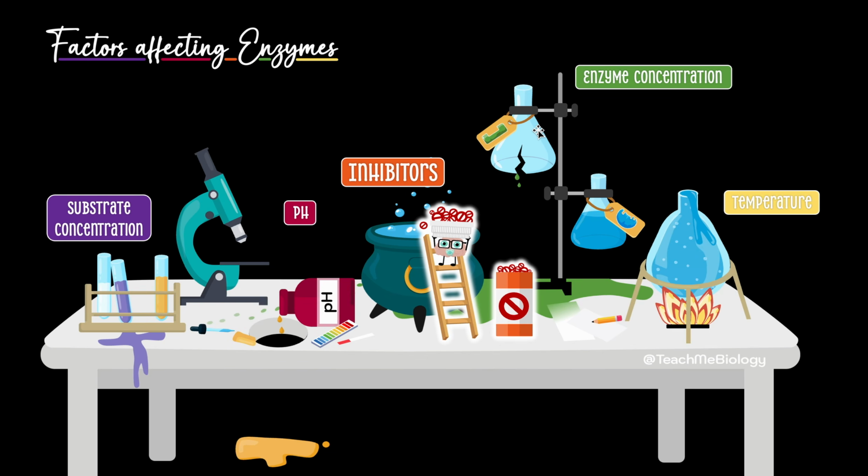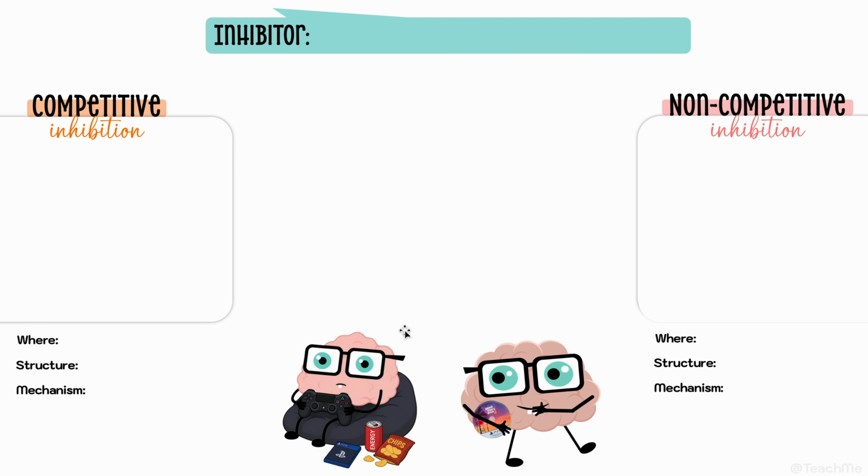The final factor that we're going to talk about is inhibitors. It's kind of like the same idea as how we're trying to play GTA 6, but someone keeps on stealing the CDs away, so we cannot do it. You need to know that an inhibitor is a molecule that binds to an enzyme and decreases its activity. And we're going to learn about two broad categories of inhibitors: competitive inhibitors and non-competitive inhibitors.